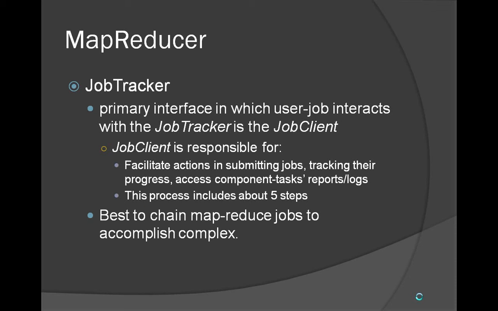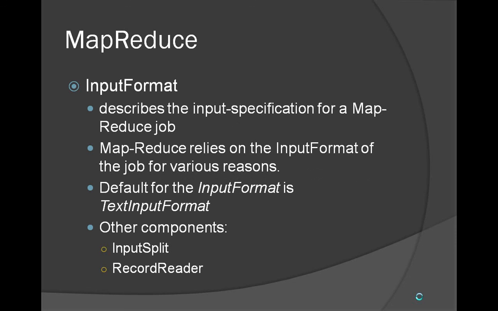The output specification for a map-reduce job is described by the OutputFormat. The map-reduce framework relies on the OutputFormat of the job to validate the output specification and also to provide the RecordWriter implementation used to write the output files of the job. Output files are stored in a file system. In addition, the default of this OutputFormat is TextOutputFormat. And moreover, other useful features of map-reduce include counters, distributed cache, tool, IsolationRunner, debugging, job control, data, and data compression.